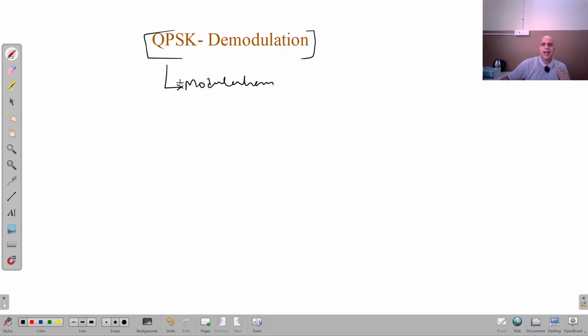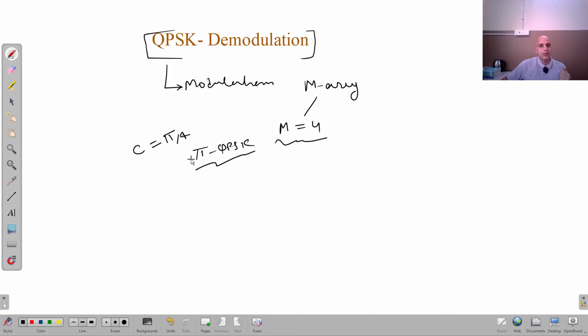We know very well that QPSK is basically a kind of M-ary modulation technique with M equal to 4. It can be further divided into two types, conventional QPSK and pi by 4 QPSK, depending upon the value of a constant. If the constant is equal to pi by 4, then it is called pi by 4 QPSK, and if the constant is equal to 0, then it is called conventional quadrature phase shift keying. All these things were discussed in the previous lecture.